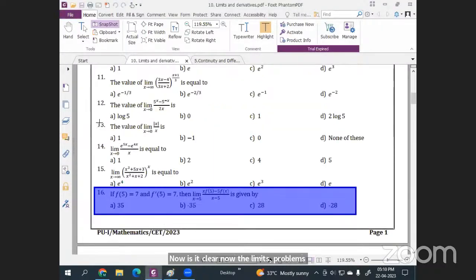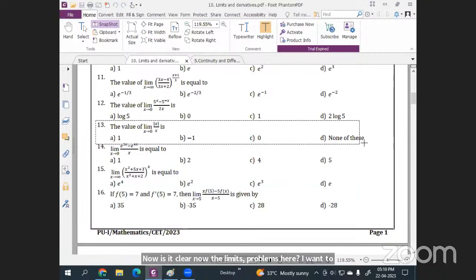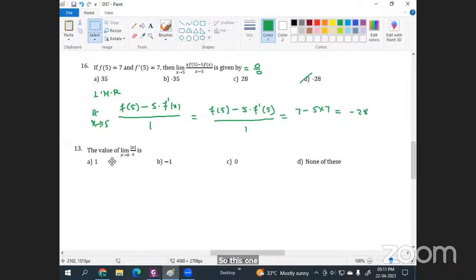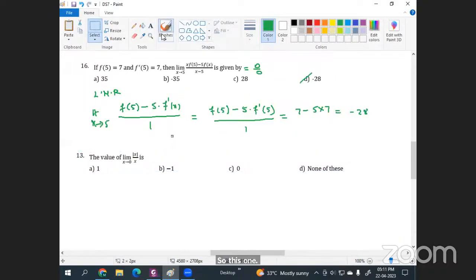Here I want to tell you an important point. This one: the value of limit x tends to 0 of mod x by x. So what is the right option, ma'am? What is the last option?